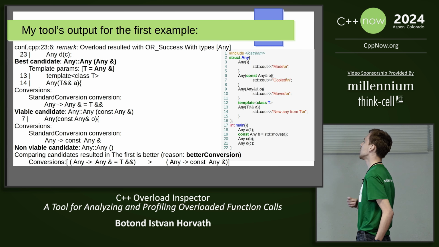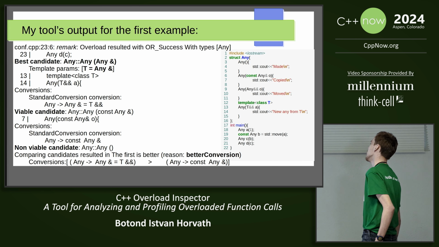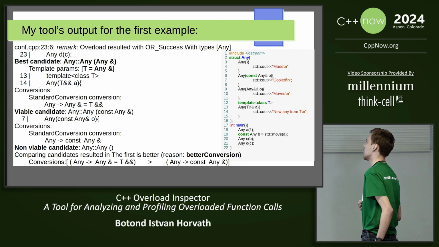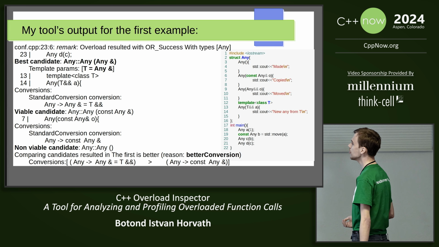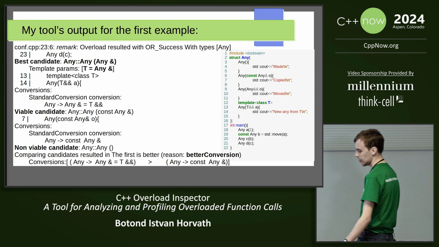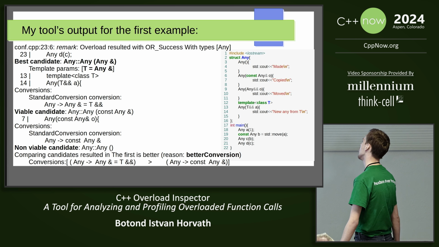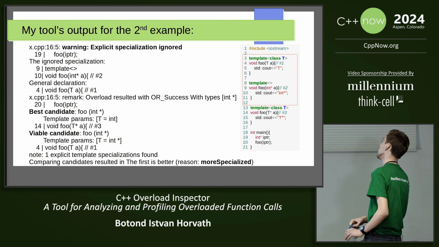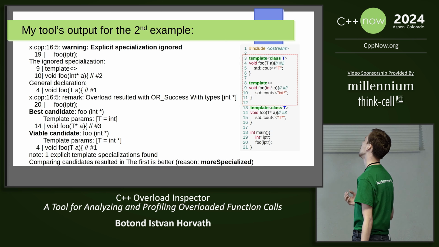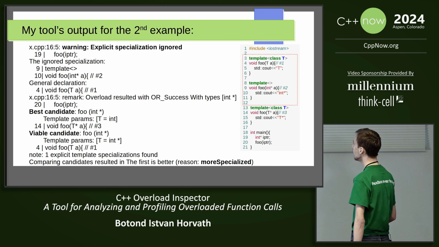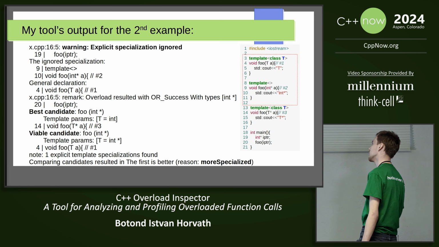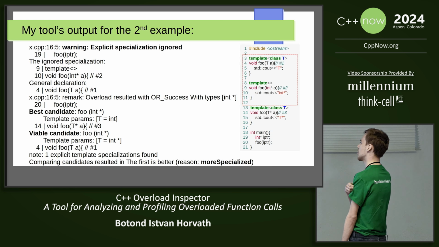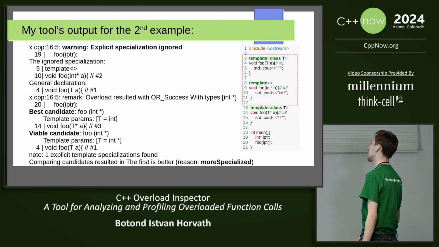I know that it's a long output, but every part of it can be useful sometimes. That's why we can tone down how much output we produce. In the second example, I explicitly give a warning because an explicit specialization was ignored, where if that belonged to the other function, then that would have been chosen.